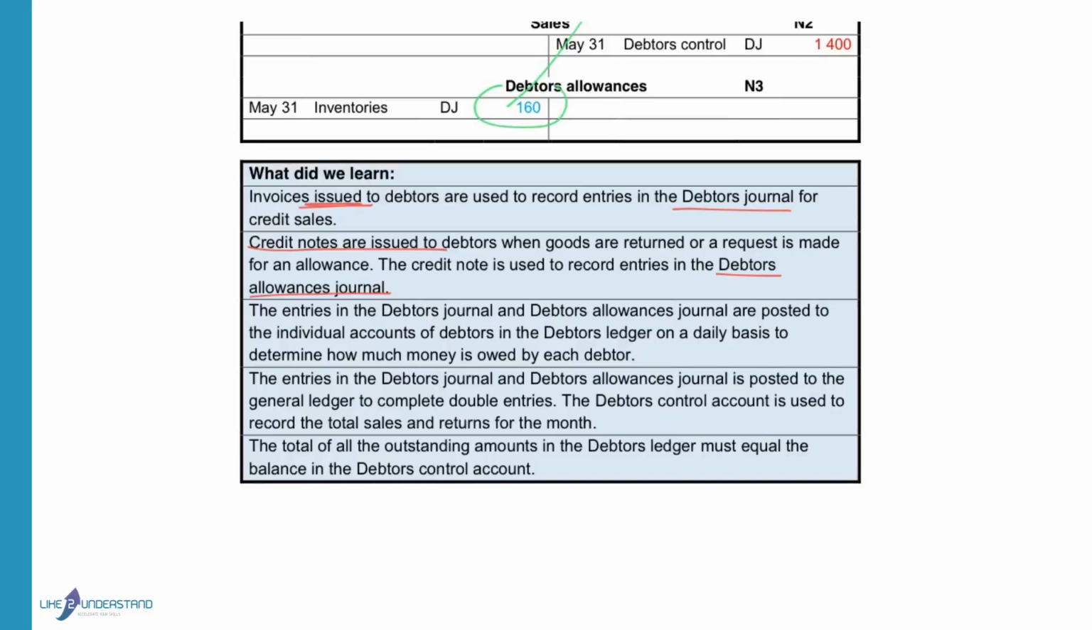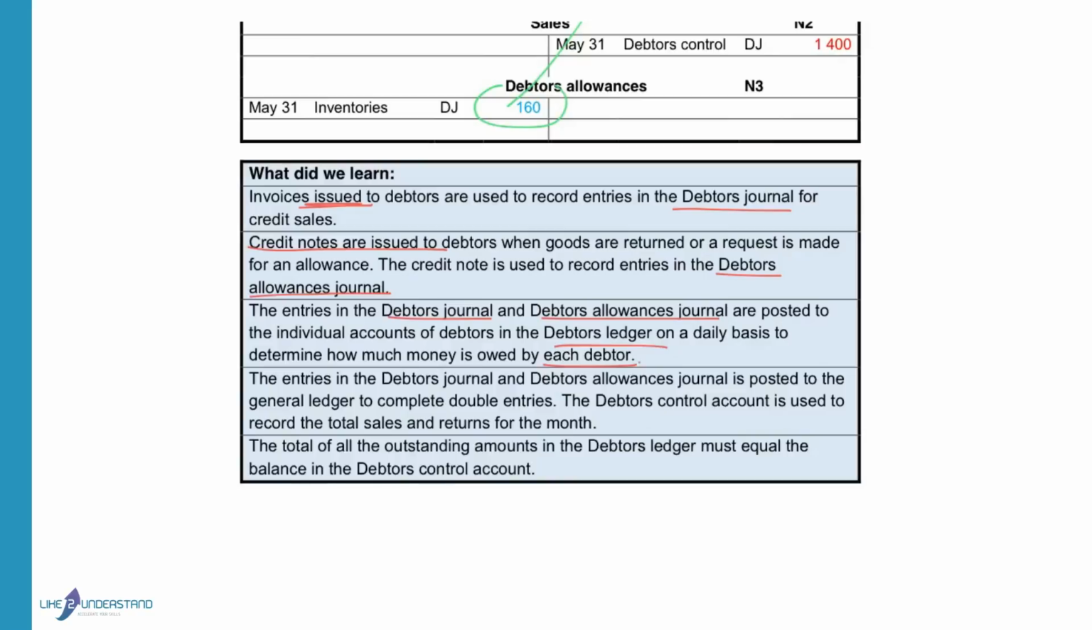The entries in the Debtors Journal and in the Debtors Allowances Journal are posted to the individual accounts of the debtors in the debtors ledger on a daily basis. So every day we can determine how much money is owed by each debtor. This is important to determine whether they are overdue or have exceeded their credit limit, and whether we can give them more credit. So it's a very important transaction to determine how much money the debtors owe.